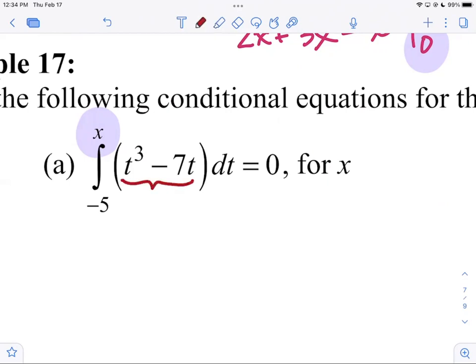This is your integrand. So if you go off to the side and you let that equal y, or let's let it equal f of t. How about that? We'll give it a name. It's t cubed minus 7t.